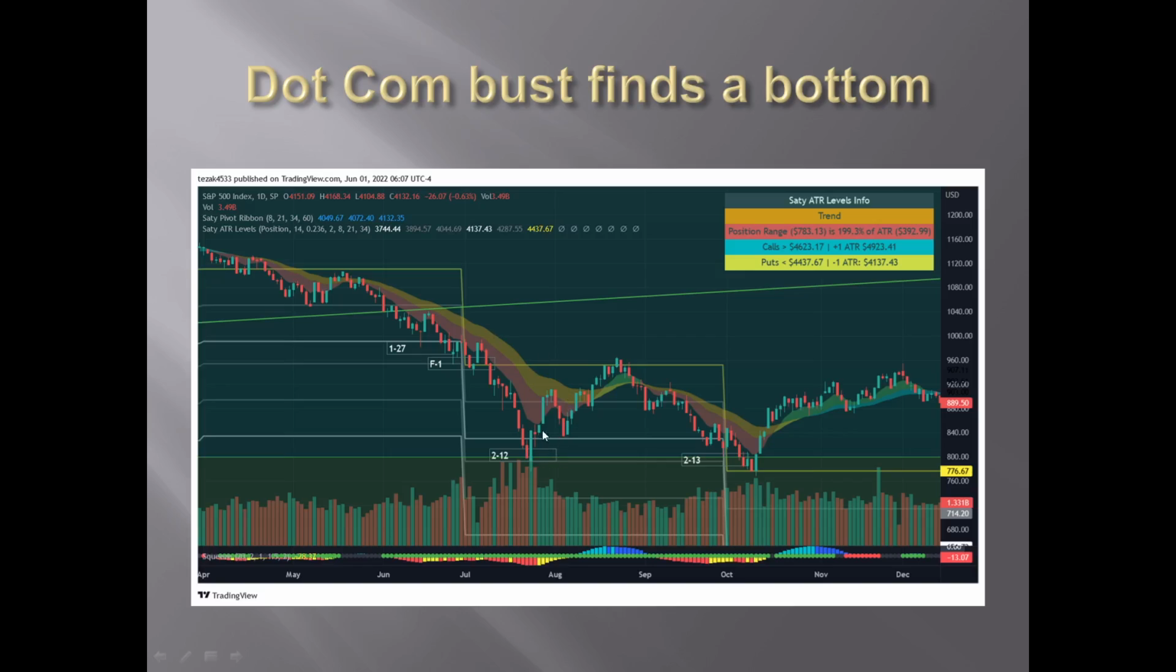Okay, anyway, keeps going. Here's the bottom. It hits this 2. It's a nice move back up to the mid put again, and then the same thing over here.